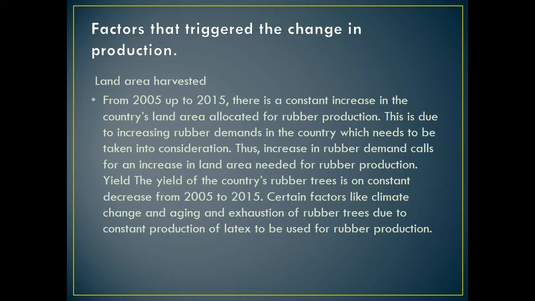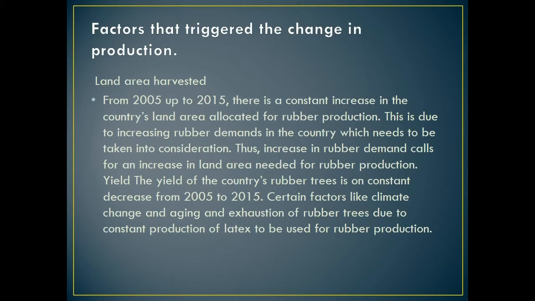Land area harvested. From 2005 up to 2015, there is a constant increase in the country's land area allocated for rubber production. This is due to increasing rubber demands in the country which need to be taken into consideration. Thus, an increase in rubber demand calls for an increase in land area needed for rubber production.